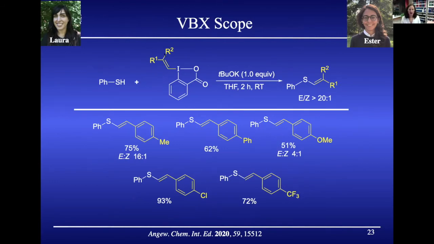So looking then into the VBX scope, what we could vary in this moiety, we could use different aryl substituents. You see here that the E/Z starts to vary a bit. So when we have a methoxy substituent, the E/Z is only moderate. We could have halide substituents and also electron withdrawing substituents in that position.